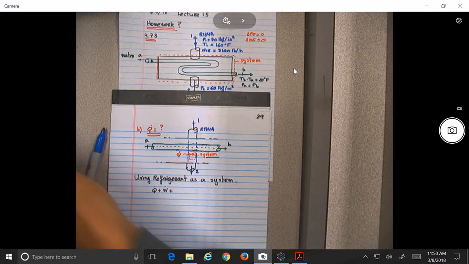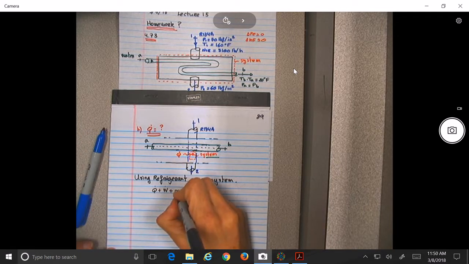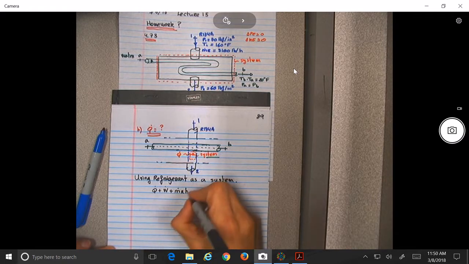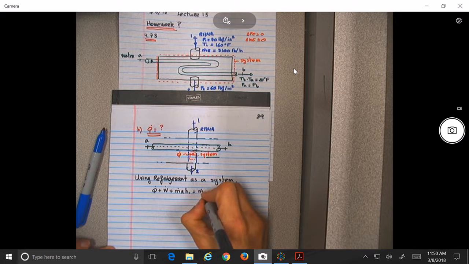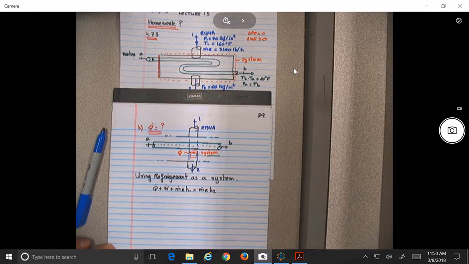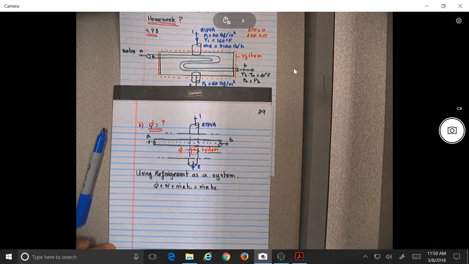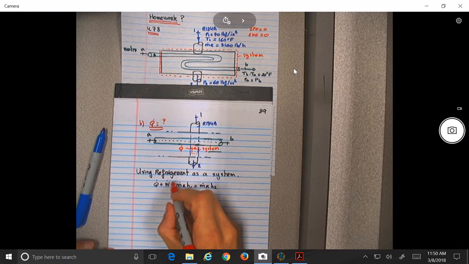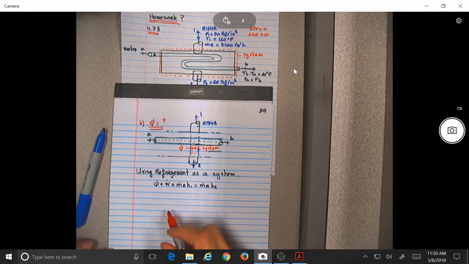What is coming in? Refrigerant, H1, no? And what is coming out? Refrigerant, H2. Okay? So now we can go back to the question. Is there any work done on the refrigerant?